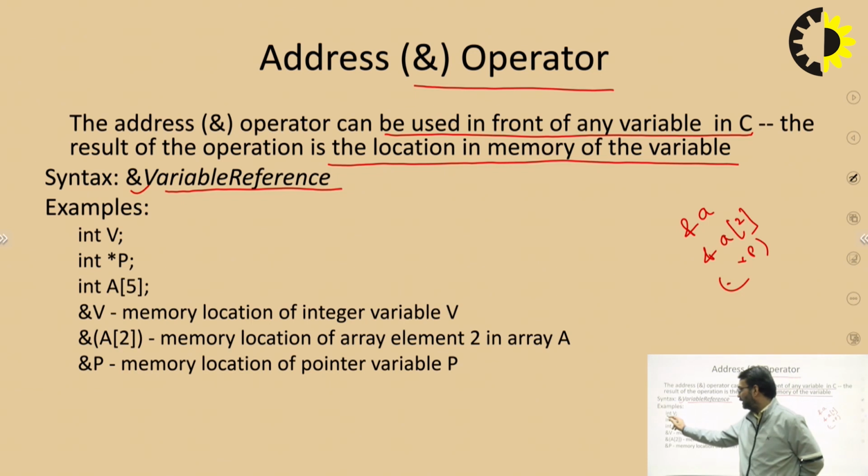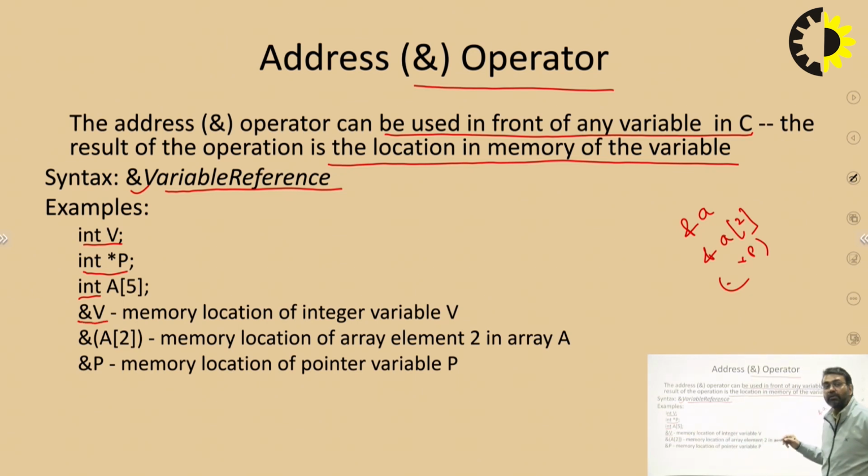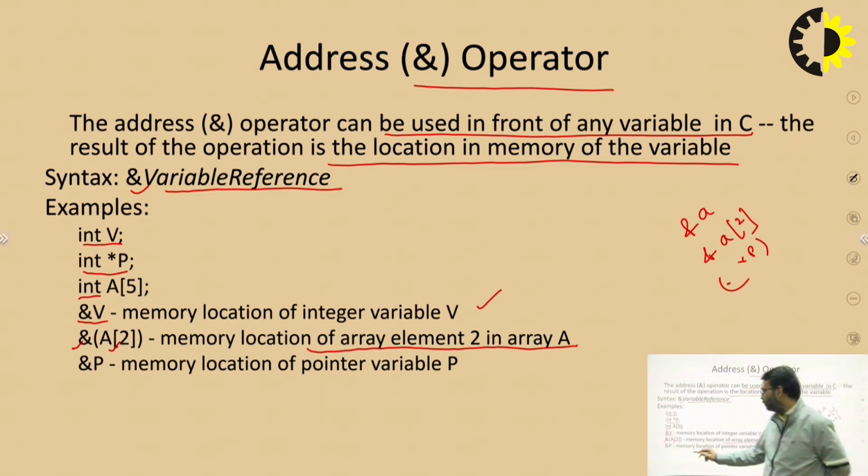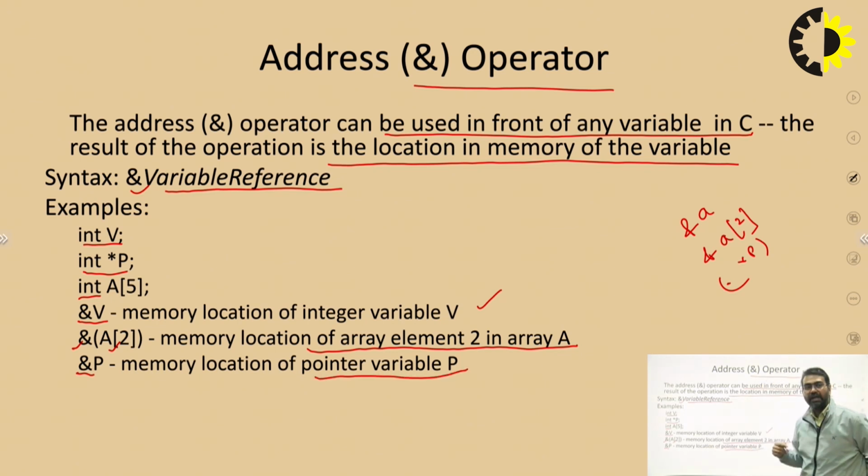Suppose we have int v, an integer type variable v, a pointer type variable p of integer type, and an array, that is integer array of 5. When we put the AND operator against v, it will generate the memory location of integer variable v. Whenever we put the AND operator against an index of an array, it will generate the memory location of array element 2 in the array. Whenever we put the AND operator against a pointer, it will generate the address of the pointer variable p. So with the help of the AND operator, we can generate the address of different variables or arrays.